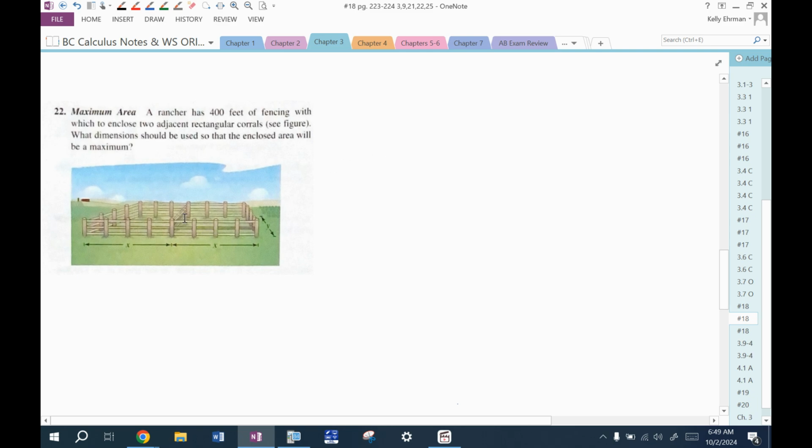Okay, so this one, bird's eye view of this picture looks like this. We have 400 feet of fencing. There's fencing down the middle, and they've got it labeled as x, x, and this is y, so this is also y, and so is that. What dimension should be used so that the enclosed area will be a maximum?